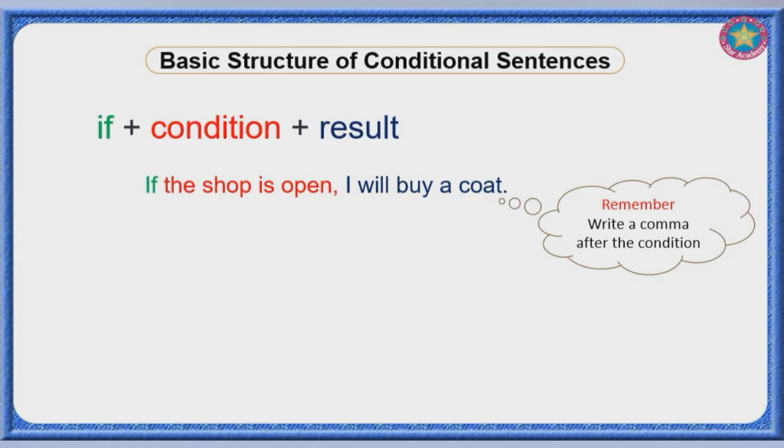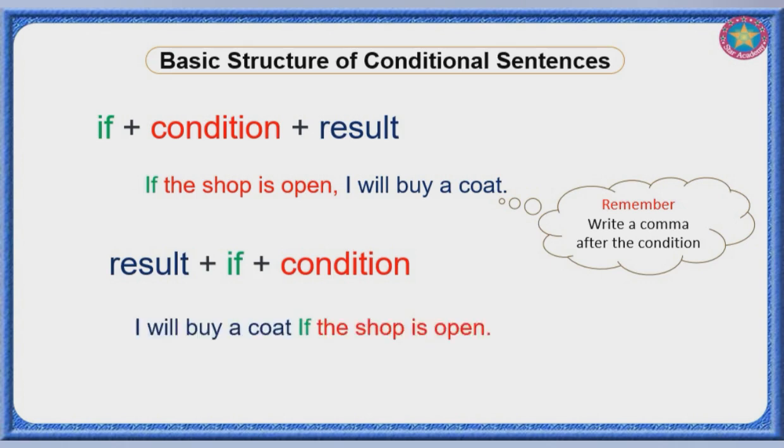And the second way of writing a conditional sentence is result plus if plus condition. In this case, we write result before if and condition. For example, I will buy a coat if the shop is open. Remember that we do not use comma in this structure.